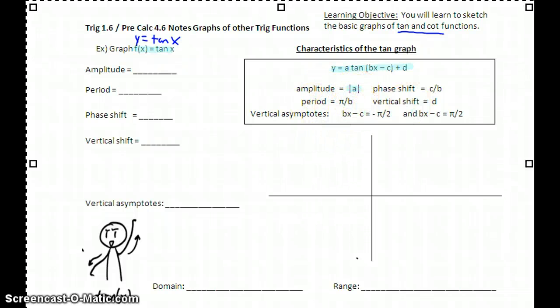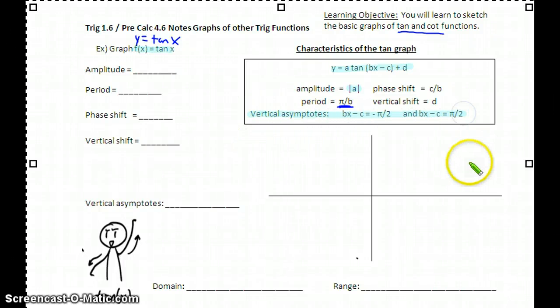The period now changes to pi over b. It is no longer 2 pi over b anymore. Phase shift is c over b and vertical shift is d. Those are the same, but they really don't come into play at all. Because in order to get the phase shift and the vertical shift, instead what we do is we calculate the vertical asymptotes. So this is something that's new here, the vertical asymptotes.